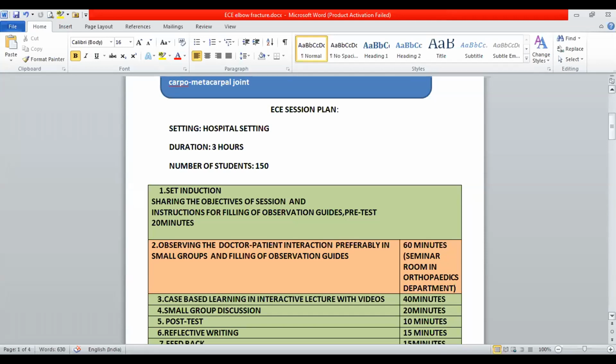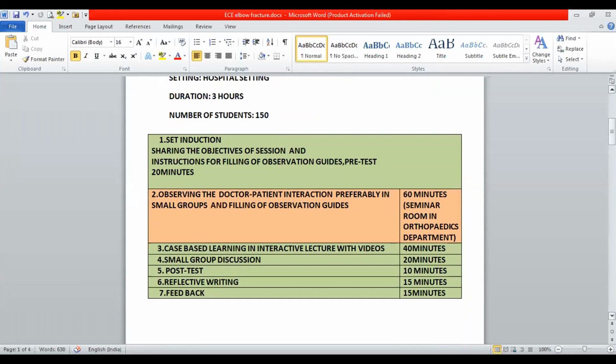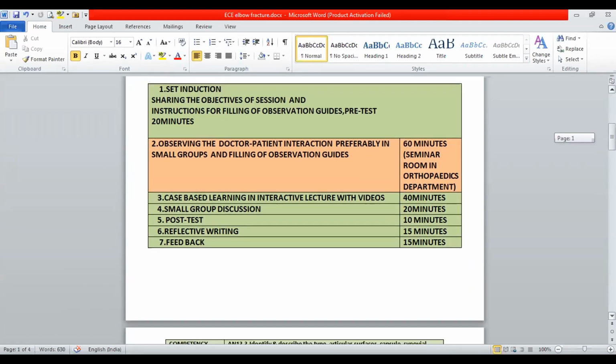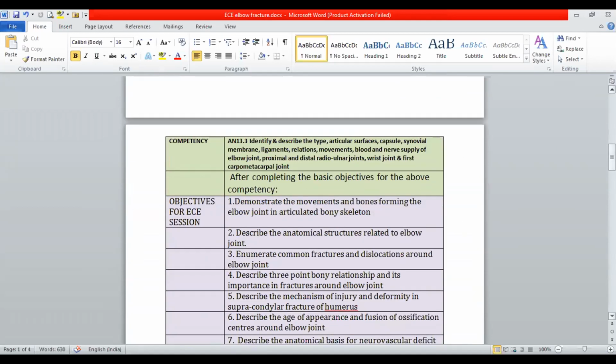Then the students will be coming back, and a case-based learning session with videos followed by a small group discussion will be there for 60 minutes. It will be followed by a post-test, reflective writing for 15 minutes, and then the feedback will be taken from the students for another 15 minutes through a structured questionnaire.